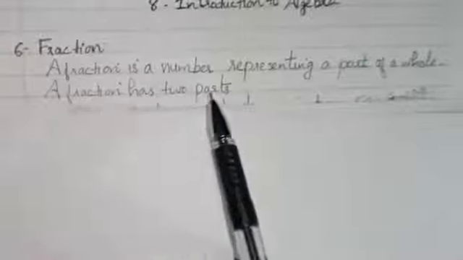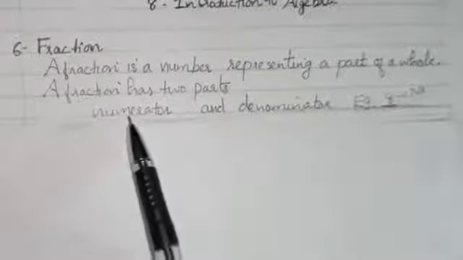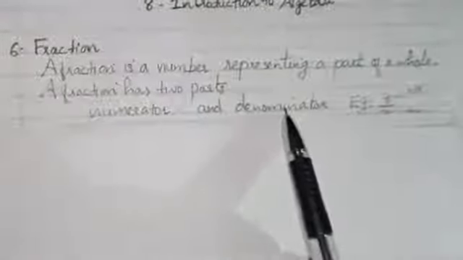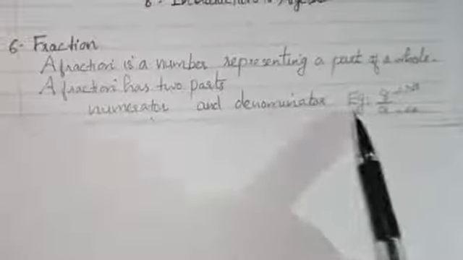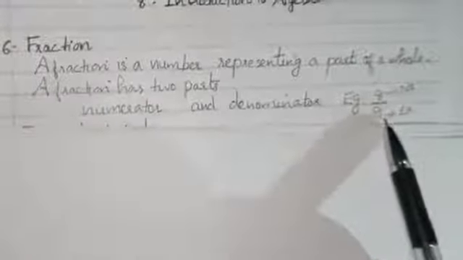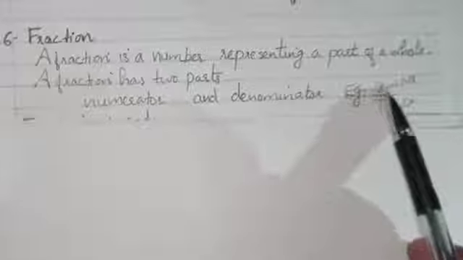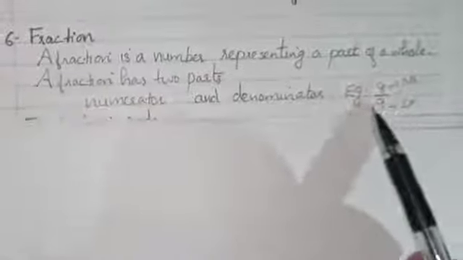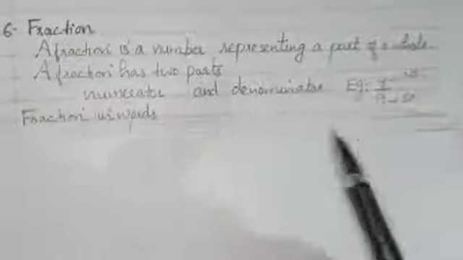A fraction has two parts. One is the numerator and the other is the denominator. For example, 8 divided by 9. Here 8 is the numerator and 9 is the denominator.